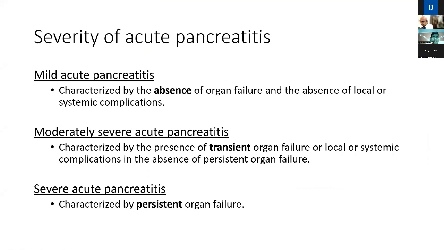They describe the severity in three forms: mild, moderately severe, and severe acute pancreatitis. In mild pancreatitis, there is absence of organ failure and local or systemic complications. In moderately severe acute pancreatitis, there is transient organ failure, with or without local or systemic complications, but there is no persistent organ failure. Transient organ failure is organ failure for less than 48 hours. And severe acute pancreatitis is defined by persistent organ failure.